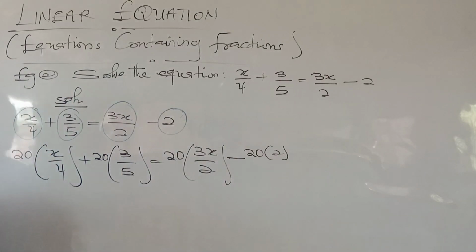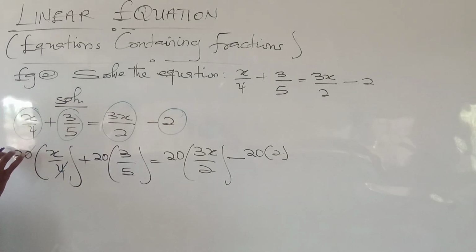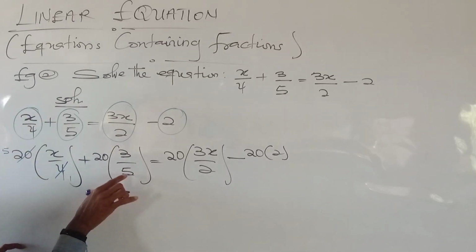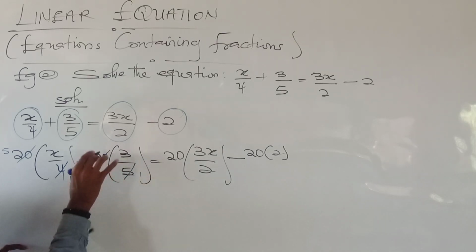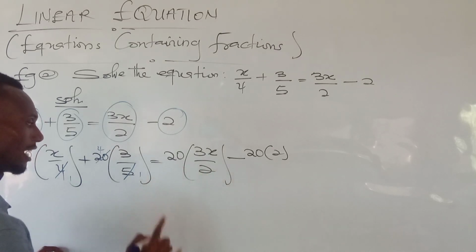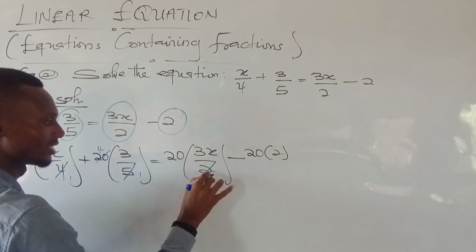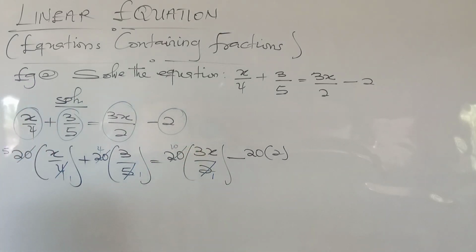Now the next thing is to simplify. This 4 and the 20 can be simplified using 4. So 4 goes here 1 and goes into this 20 5 times. I hope you agree with me. Then we come to this 5 and this 20, they can also simplify. 5 goes here 1 and goes into this 20 4 times. Then this 2 and this 20 can also be simplified. 2 goes here 1 and 2 goes into this 20 10 times. So now we are done.